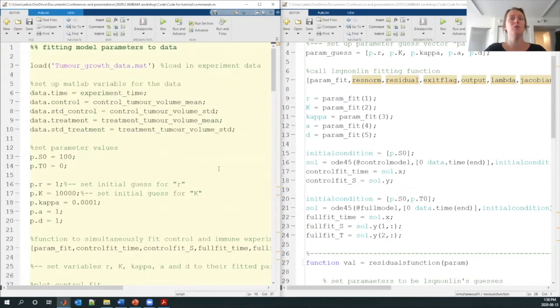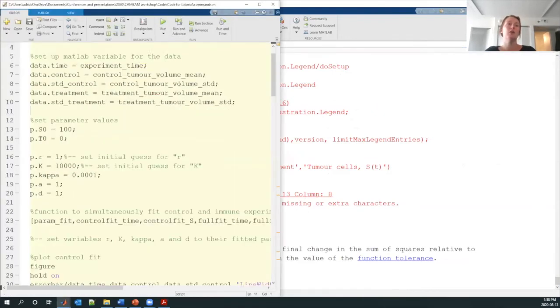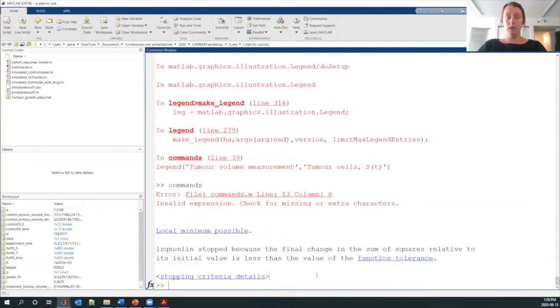So basically now we've made some changes in this main code, and if we hit run section, ideally we don't hit any errors. Run section just means that whatever's highlighted in yellow is what gets run. When it has all the code filled in, you end up with this response here, which just says that a local minimum was possible and lsqnonlin has stopped. And this is the fit that we get.